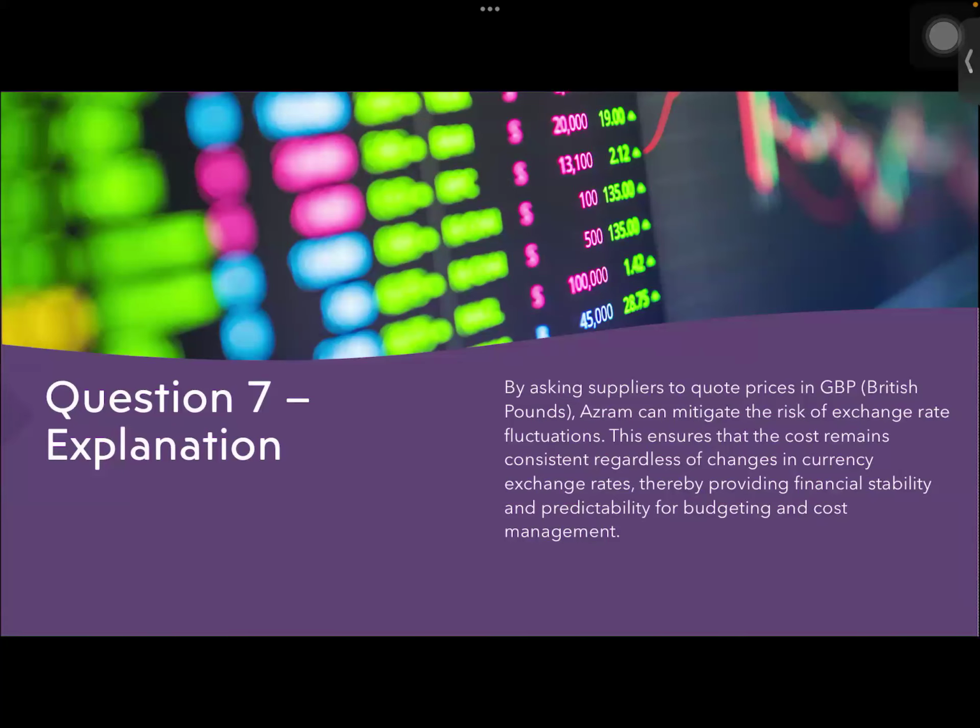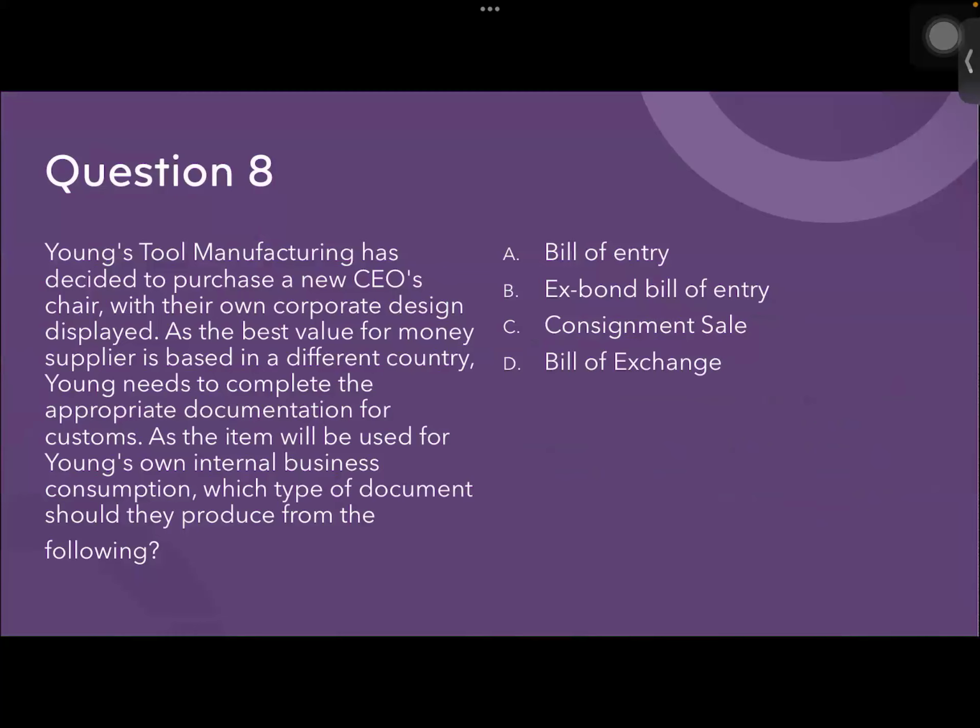Okay, so we may close question number 7 here, and let's go to our final question today, question number 8. For this question, we have a scenario where they want to import a certain piece of equipment, a certain piece of furniture, and they need to complete a form. So what form is this?